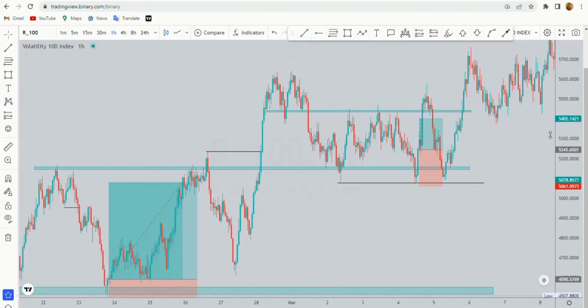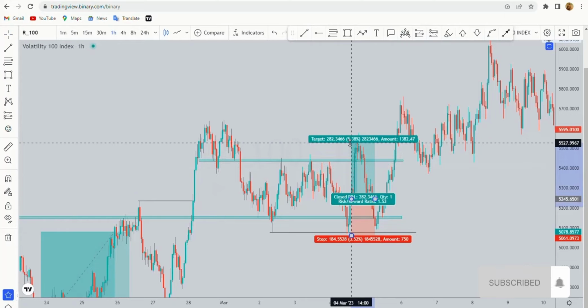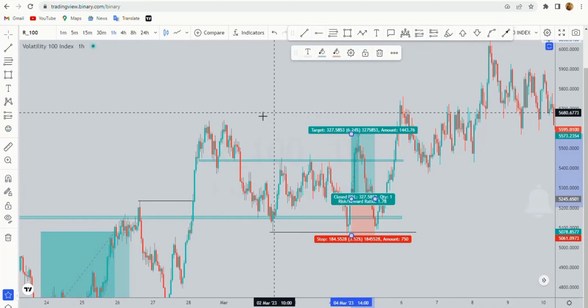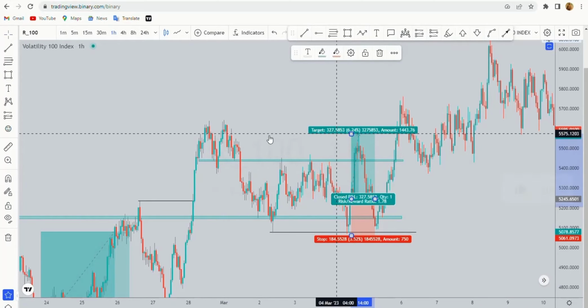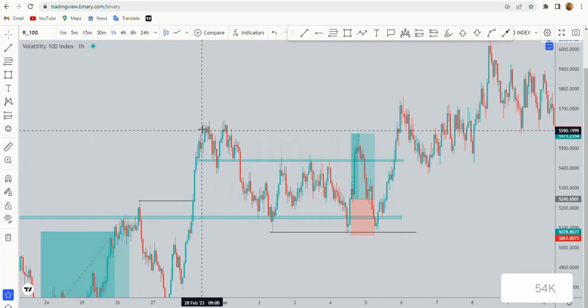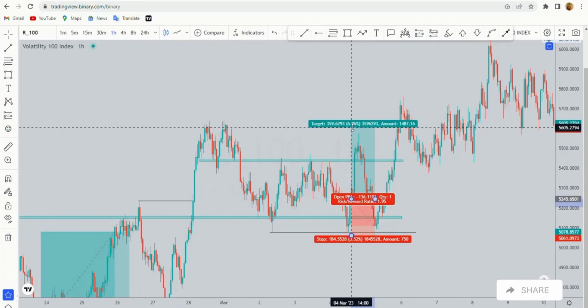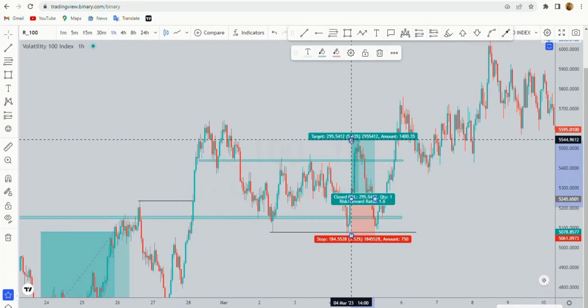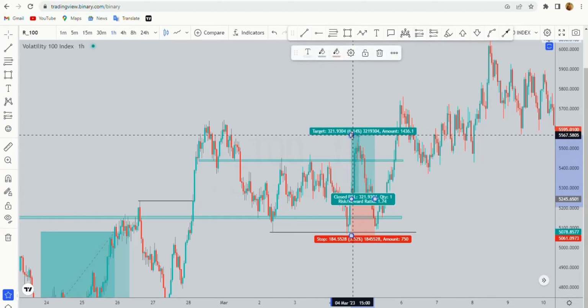And where is my target? I am targeting this all the way high, man. This is my target. As I told you, we are targeting the middle of the order block. If we are not targeting the order block, we target supply or demand.